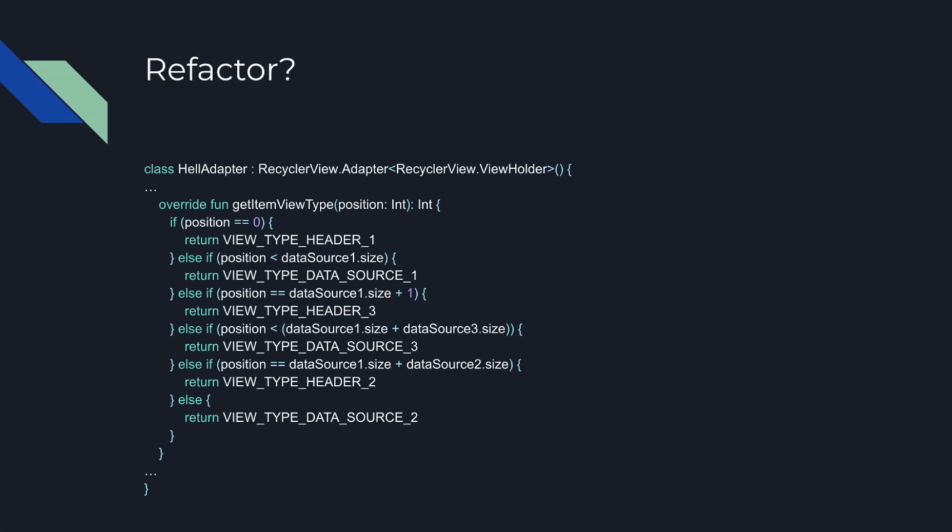So if you look at this code, this doesn't look like something which can be scaled up, and it has a lot of problems. It looks very messy also. And as you can see, the name here is also Hell Adapter.